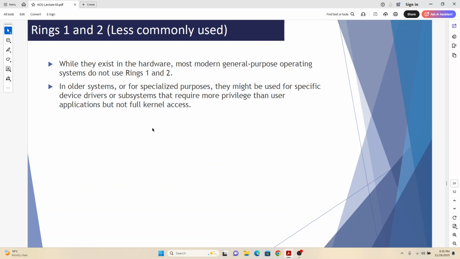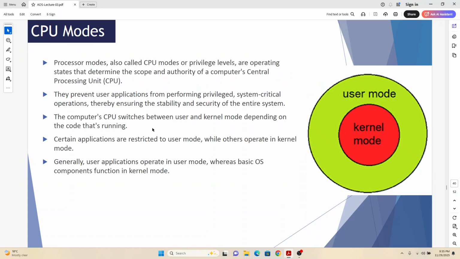Ring 1 and ring 2, as I told you, are intermediate rings and they are not widely or commonly used. So we only encounter ring 0 and ring 3.